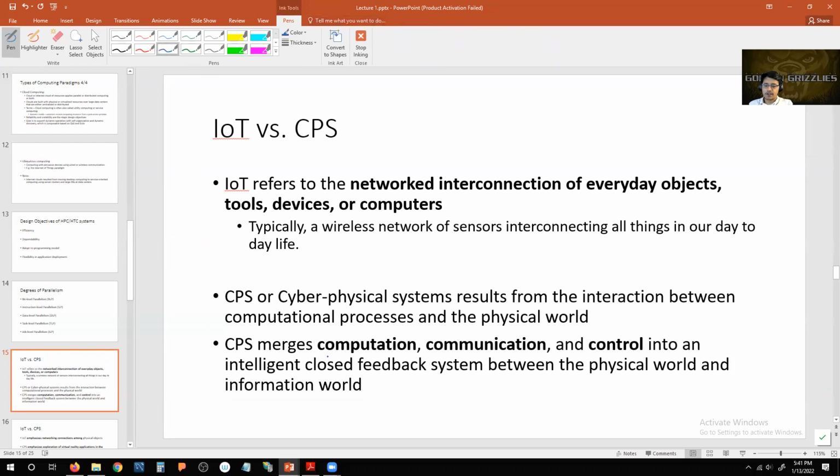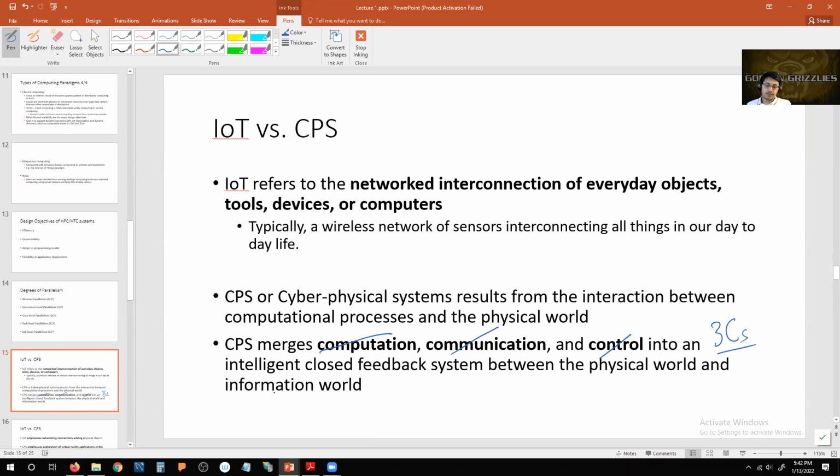So if you're looking at computation, communication, and control, together these make up what is known as the three C's of computing. This is something that you would like to keep a note of, right? So what CPS architecture, or the notion of cyber-physical systems, kind of tells us to do is to take computation, communication, and control, and then merge them together into this one single closed feedback loop, right?